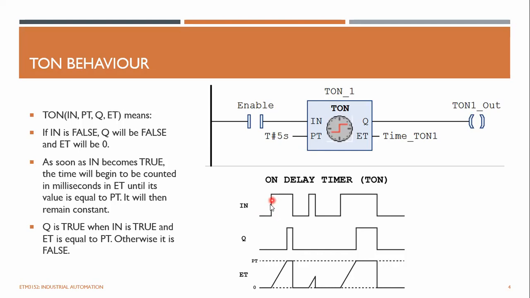When you set the input high, at the rising edge the timer starts counting time. When it hits the defined time, for example 5 seconds, the output will be high. It stays high as long as you keep the input high, so once the elapsed time reaches this defined level, the output will be set to high. Whenever you set this IN pin to 0, the output goes to 0.